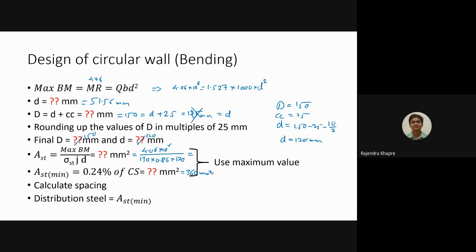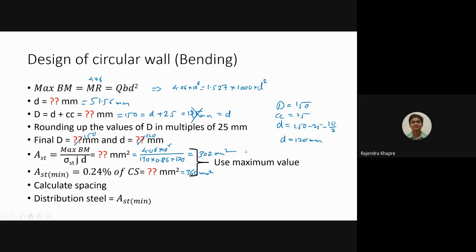Tell me, how much is the AST? 302. Yes, someone please confirm. This is 302 millimeter square.